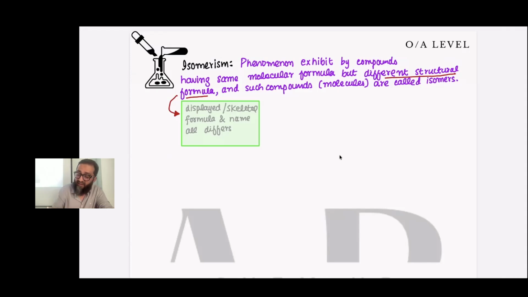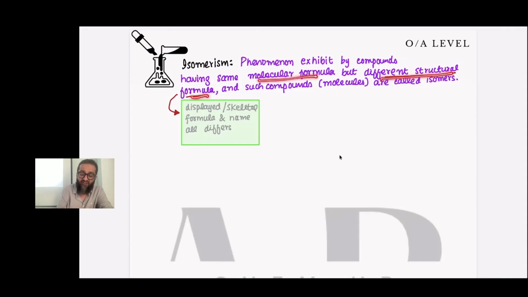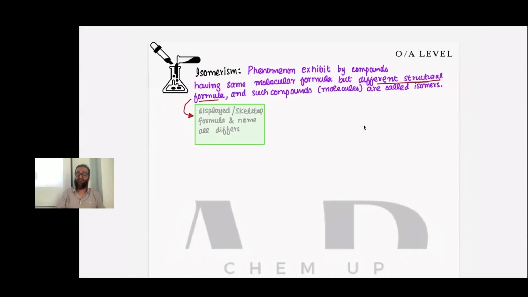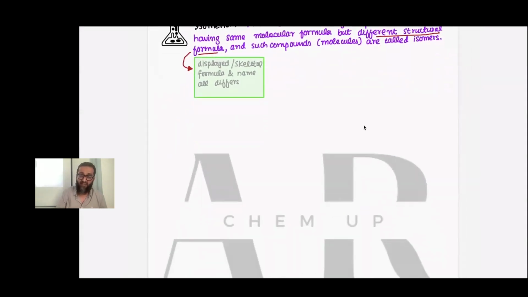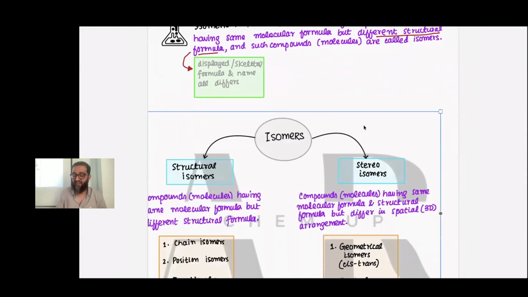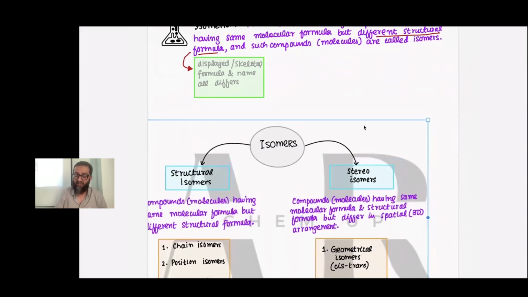So do remember, if they have the same molecular formula, but their structural formula are different, it means their displayed formula, skeletal formula, and name also differ from each other. Is this clear? Okay. So when we talk about the isomers, there are two types of isomers in our syllabus initially, which are further categorized into more types. So the two types are the structural isomers and stereoisomers.